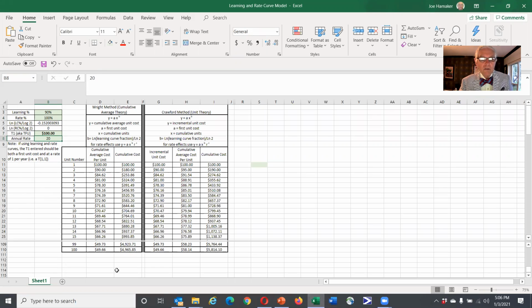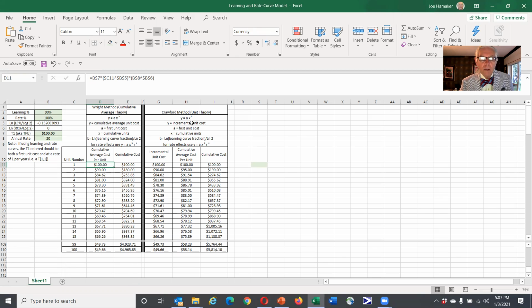Okay, so on the left side of this table, I have the Wright method being exercised, and we see our cumulative average unit cost coming down from the first unit cost of 100 to 90 to 84.62 to 81, the same numbers we saw before. And over the total quantity of 100 units, we're getting an average of 49.66 from the Wright method, and a total production cost for all 100 units of 49.65.